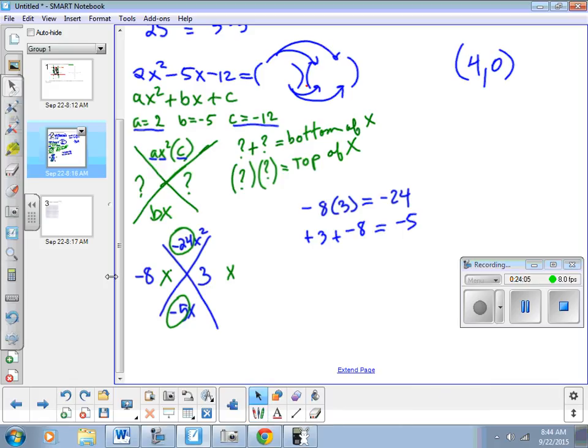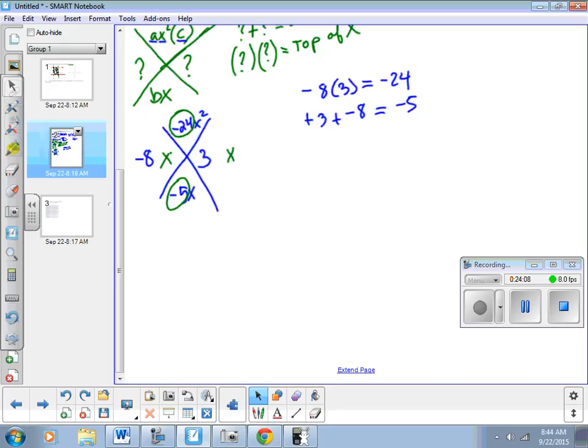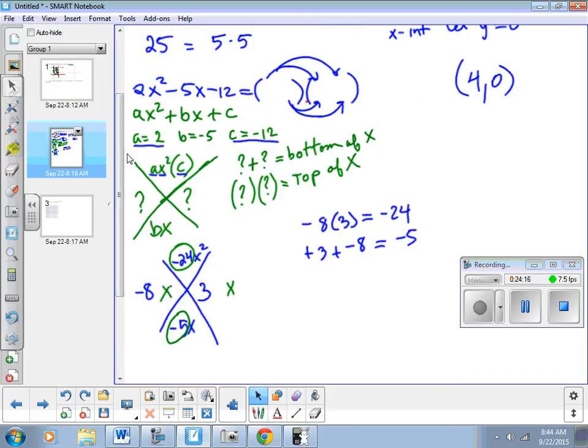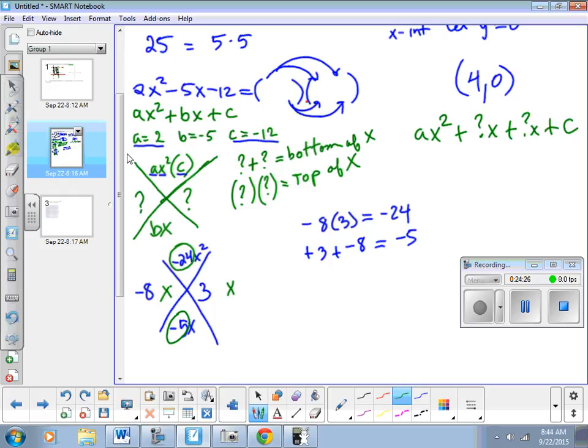So now the next rule is to set up the equation with your ax squared plus your question mark x plus your question mark x plus c. Okay? So after you figure this out, you're going to set this up. And the two middle terms, it doesn't matter where you place them. Okay? So let's go ahead and set this up.